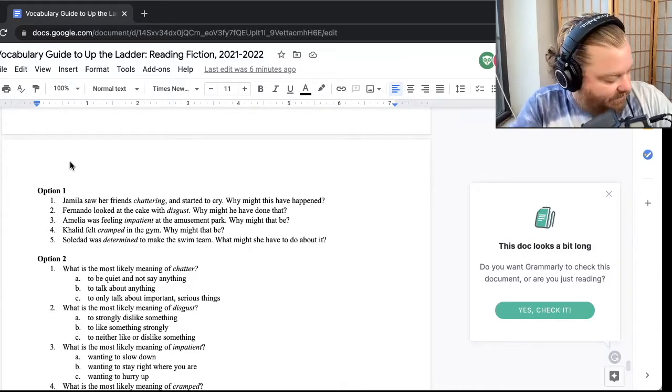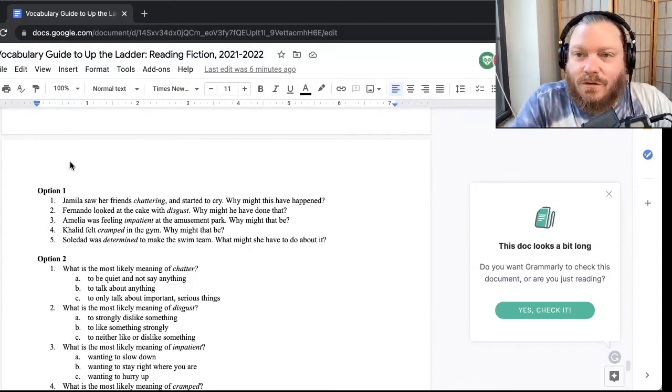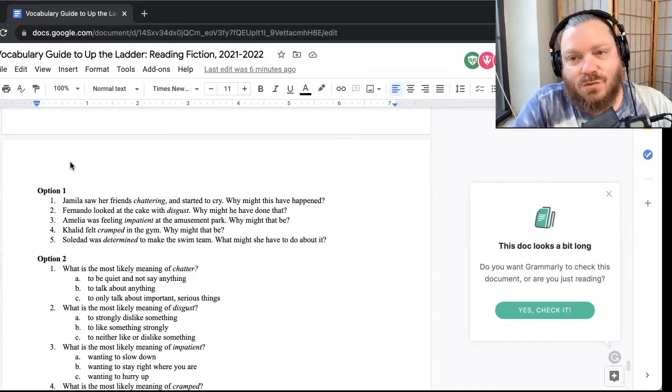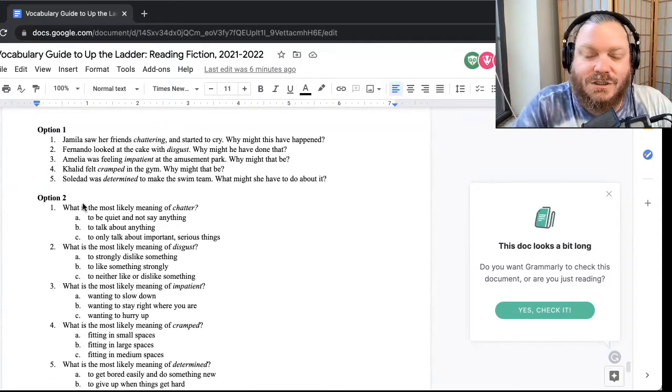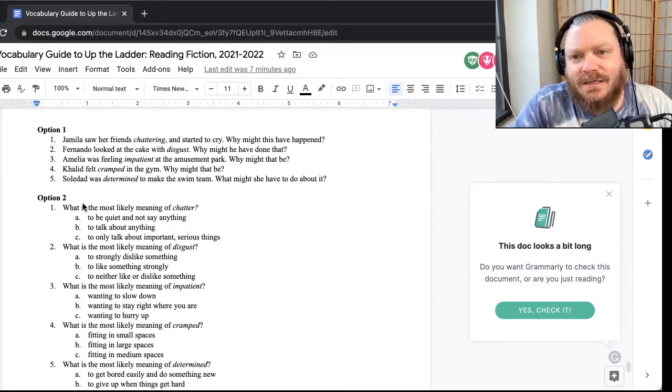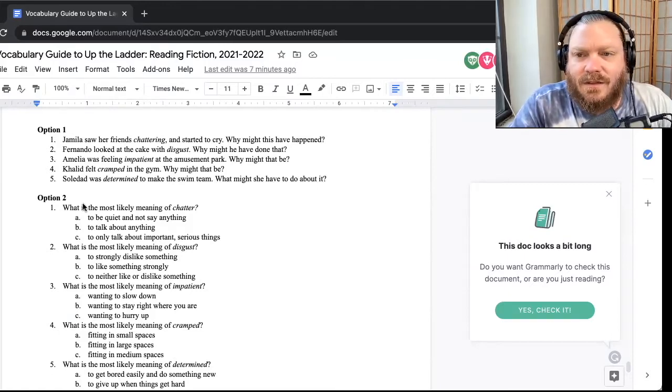The second version of the assessment that I gave is just very straightforward. It's like, what's the most likely meaning of this word? Just a brief multiple choice, a very straightforward and pretty easy assessment. I just wanted to give other options for teachers as you're implementing this. Whatever you think is a way that can show that kids know the word. That's really the idea. Whatever satisfies you in that regard.